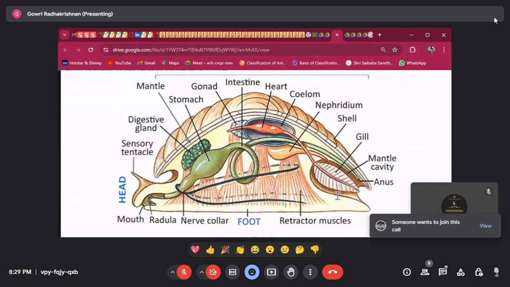You can see in this diagram clearly. This is the mantle cavity and anus. This is the gill in the marine animals. And the outer shell, you can see the outer shell is hard. Mouth, and here is a radula.